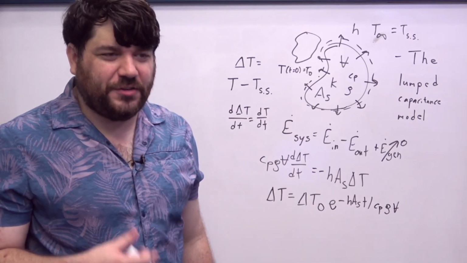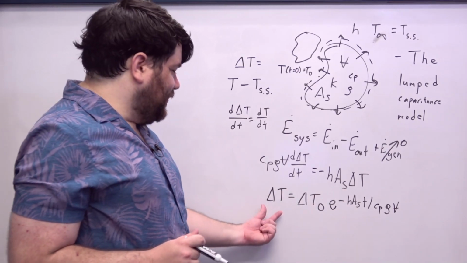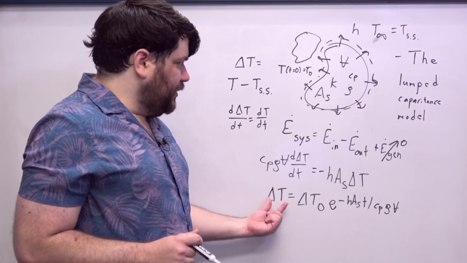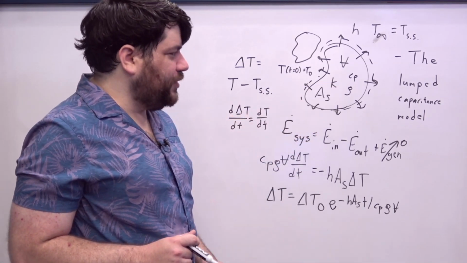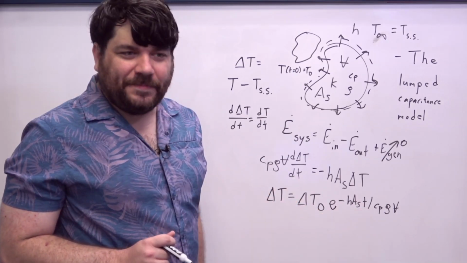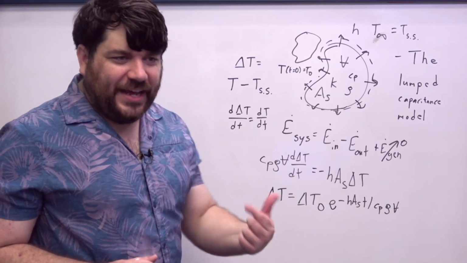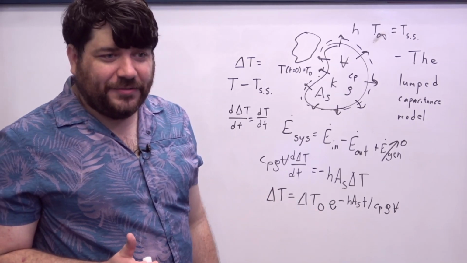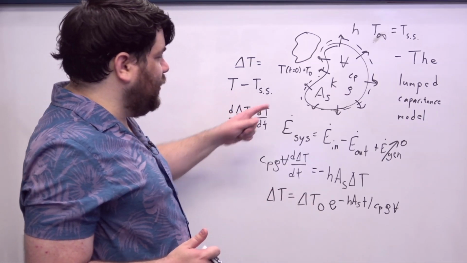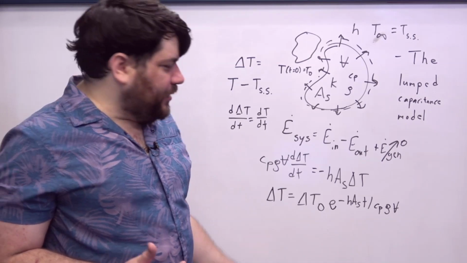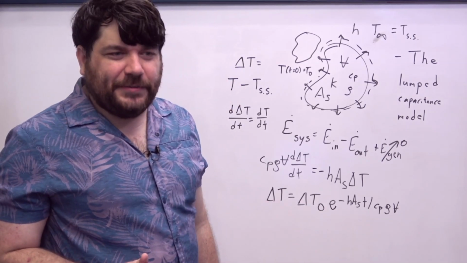And so this is a universal expression that tells us what the temperature difference between the current temperature of an object and its steady state temperature is as a function of time and as a function of that initial temperature difference. And it doesn't matter if this number is positive or negative, right? This delta T0, that initial temperature, could be larger or smaller than T infinity, and it's not going to matter. This expression is going to be equally valid.